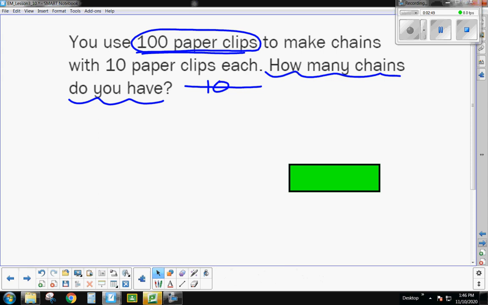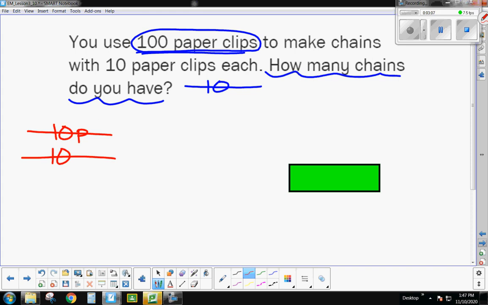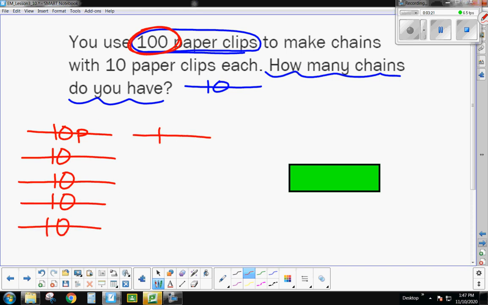All right, if I were drawing this picture out, I would make my chain here, and I'm just going to write a number 10 on it. I'm not going to try to draw 10 paper clips or even 10 dots. I know there's 10 paper clips on there, so I can put 10P. Now I'm going to make another chain with 10 paper clips, and another, and I'm going to keep doing that until I use all 100 of my paper clips. So I'm going to have to count as I go: 10, 20, 30, 40, 50, 60, 70, 80, 90, 100. Right there, I used up my 100 paper clips.